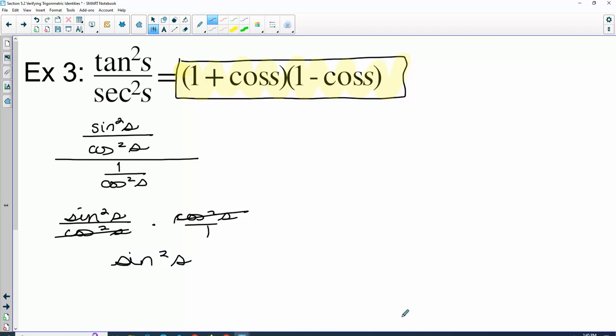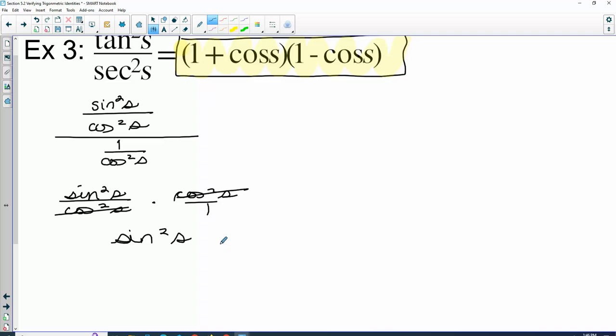Okay, think about our identities. I want cosines in my final answer. Is there any way to get from a sine squared into a cosine? So yesterday you would have left your answer as sine squared, and that would have been correct. But I know that I'm trying to turn it into this. And if we recognize from that identity, sine squared is 1 minus cosine squared.